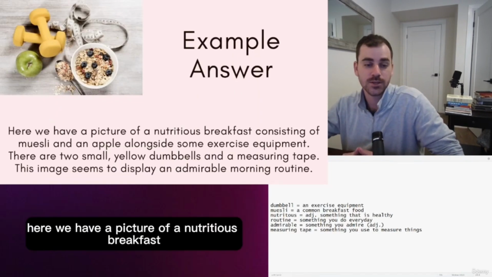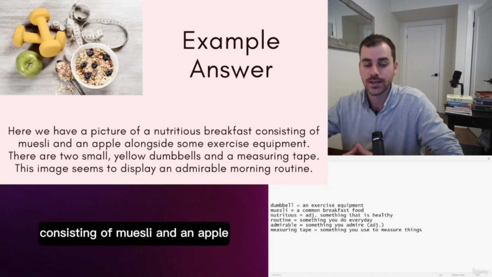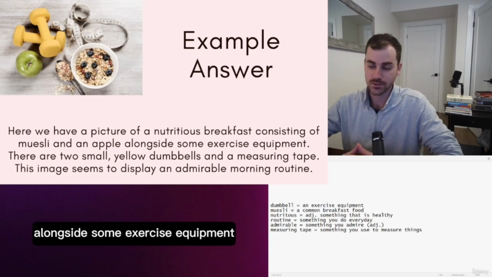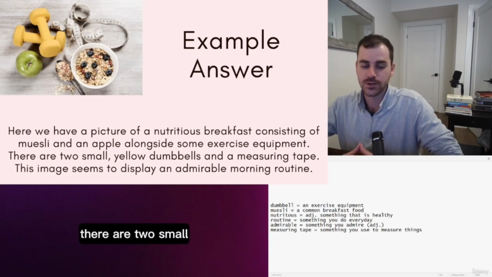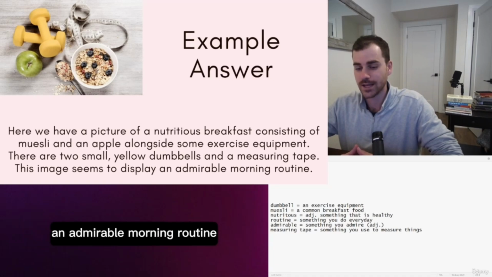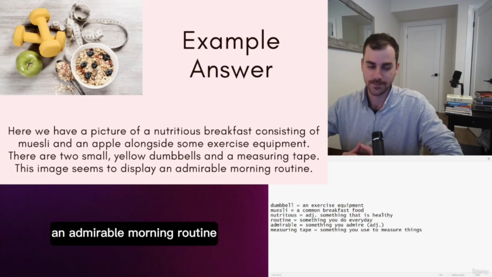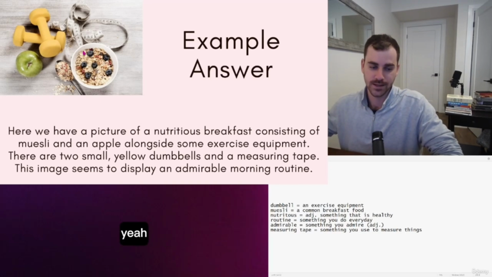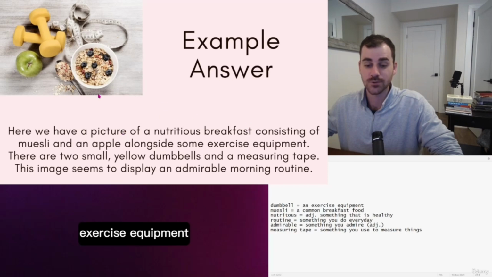Here we have a picture of a nutritious breakfast consisting of muesli and an apple alongside some exercise equipment. There are 2 small yellow dumbbells and a measuring tape. This image seems to display an admirable morning routine. Muesli, apple, exercise equipment.